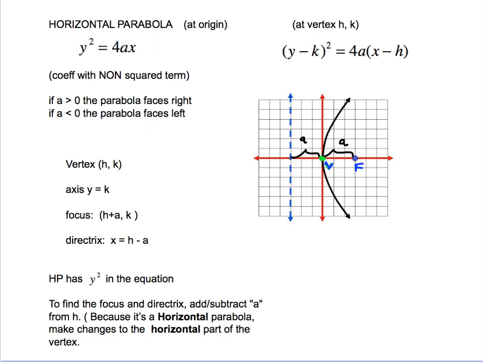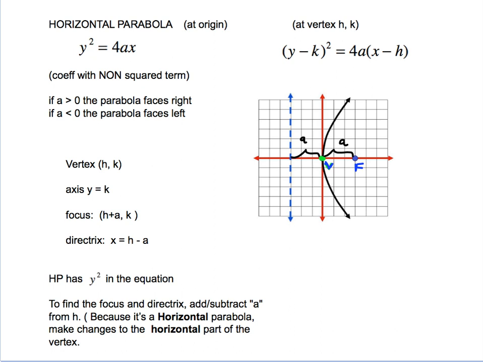Now for the horizontal parabola, notice we have an a. It's the same idea. A is still the distance from the vertex to the focus, or the vertex back to the directrix. Just notice though that your directrix now is a vertical line because this parabola is opening sideways. So here's our two forms.